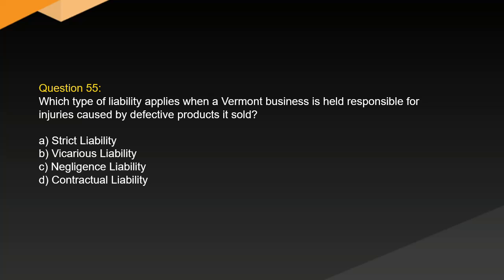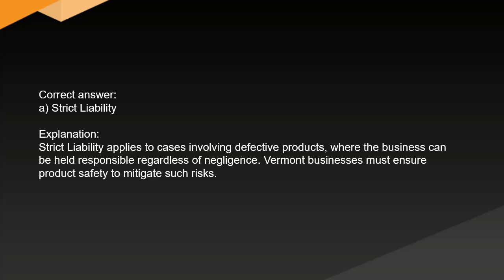Question 55. Which type of liability applies when a Vermont business is held responsible for injuries caused by defective products it sold? A. Strict liability. B. Vicarious liability. C. Negligence liability. D. Contractual liability. Correct answer: A. Strict liability. Explanation: Strict liability applies to cases involving defective products where the business can be held responsible regardless of negligence. Vermont businesses must ensure product safety to mitigate such risks.